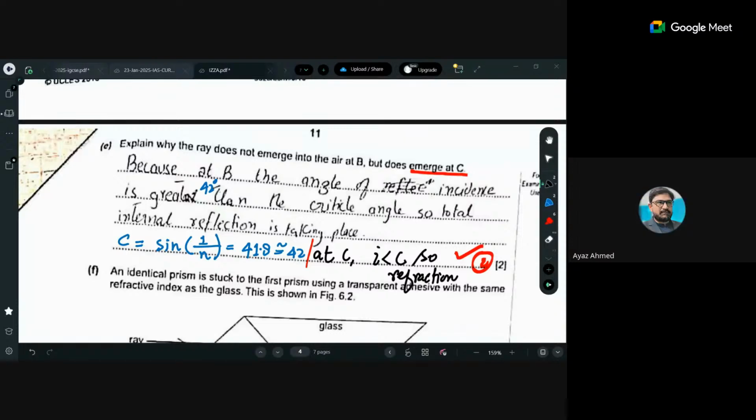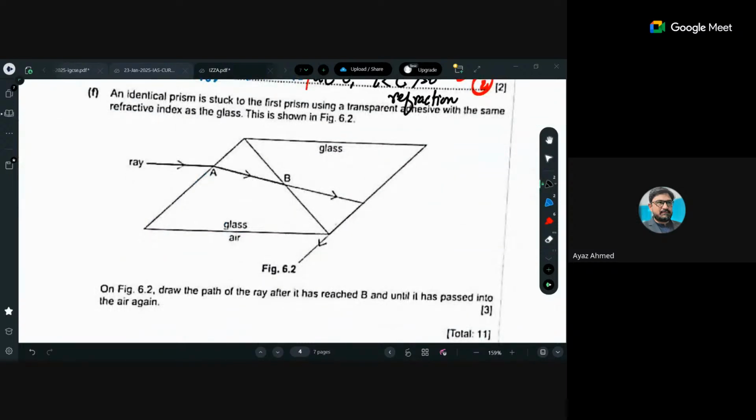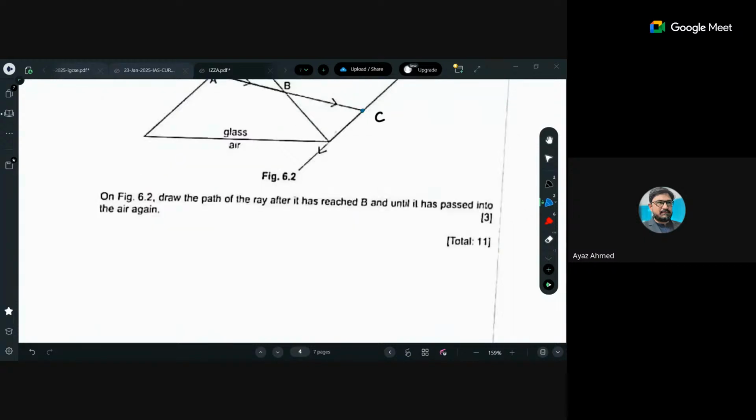Any question? No questions. Okay, so here we go. An identical prism is stuck to the first prism using a transparent adhesive with the same refractive index. As the glass, this is now shown. There are two prisms right now, and at A and then at B, the medium is not yet changed, so light is just passing without changing its path. And when it reaches point C, something happens to the light. On figure 6.2, draw the path of the ray after it has reached point B and until it has passed into the air again.